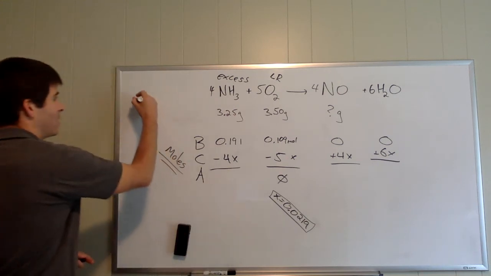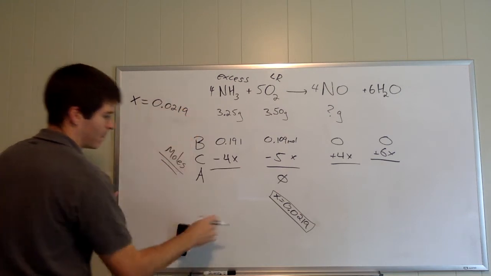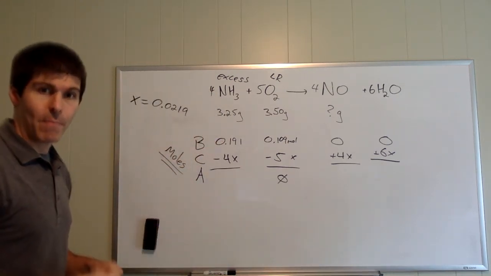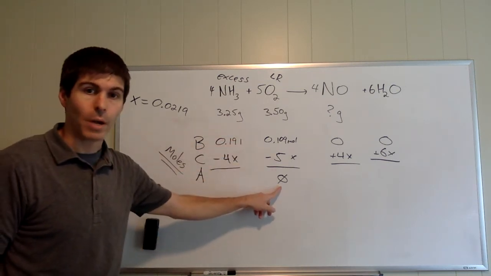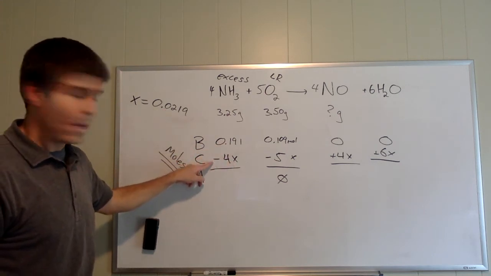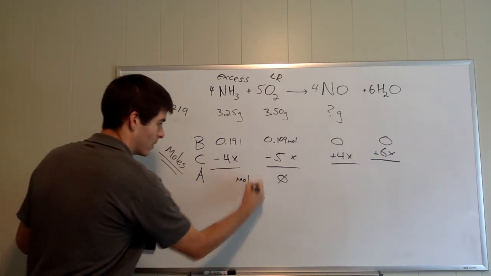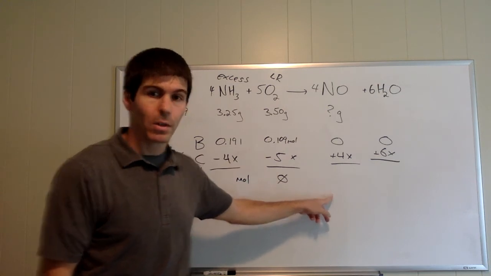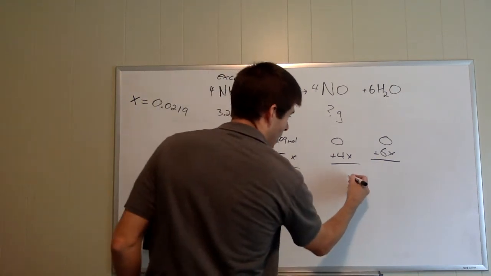Once you figure that out, you keep that up to the side, 0.0219. That is your x value, okay? You know that this is going to be gone. This goes to 0. You know that this is excess, and if you subtract 4x, plug that in, you know how much ammonia is left. Remember, this is in moles. You know how much NO you can make, it's 4x. You know how much water you can make, that's 6x. Now these are both in moles also.